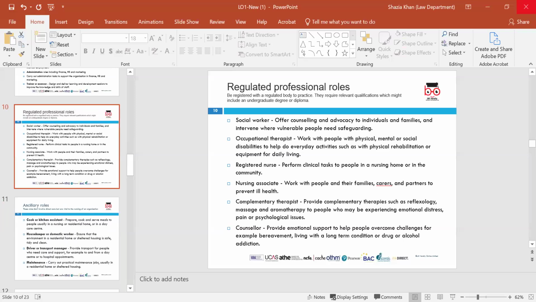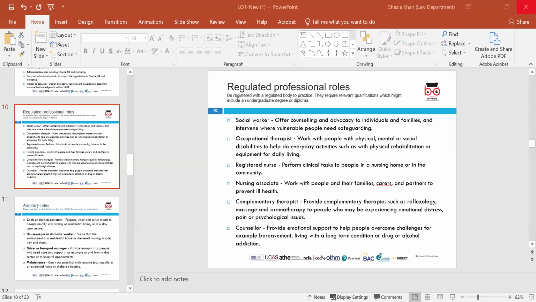We've got then regulated roles. We've got social workers who are there to intervene if there's any sort of issue around safeguarding. Do you think social workers play a big role within the health and social care profession? Yes. Why do you think they play a big role, Jess? Because they are in charge of keeping vulnerable people safe. Yeah, they're there to keep vulnerable people safe.